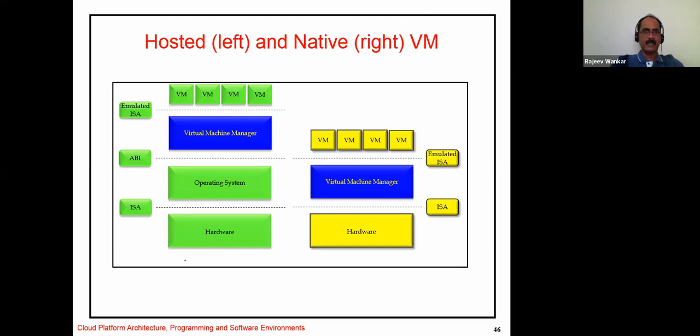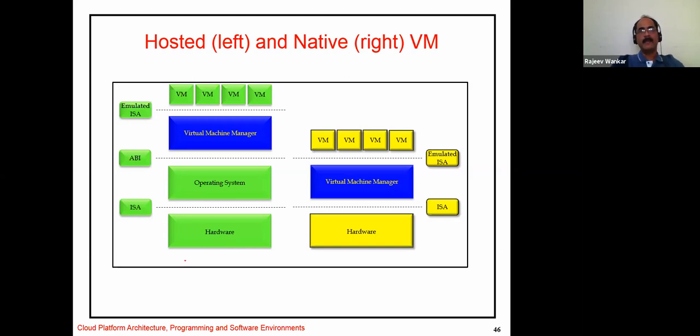So this is a figure which actually talks about several things. Probably you are aware of that when I talk about the hardware, anything which has to talk to the hardware has to use the ISA. In case the upper layer wants to talk to the operating system, you have an application binary interface. Or on top of that, you have several other things.